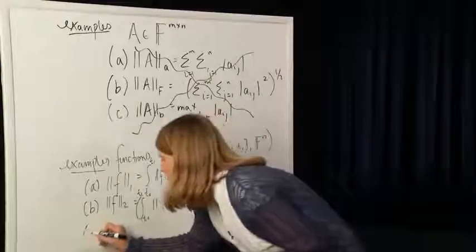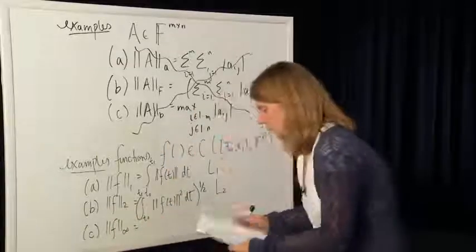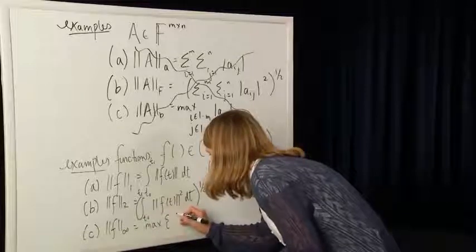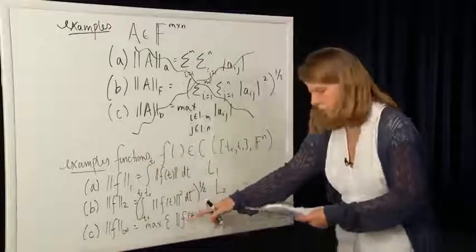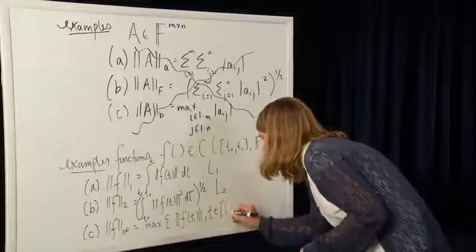And then finally, another popular one in the function space is the infinity norm. And so that's equal to the max value that f(t) takes on, or the max vector norm that f(t) takes on over that whole interval.